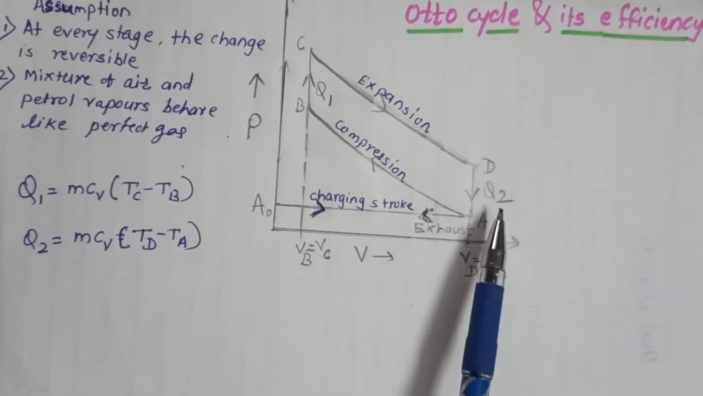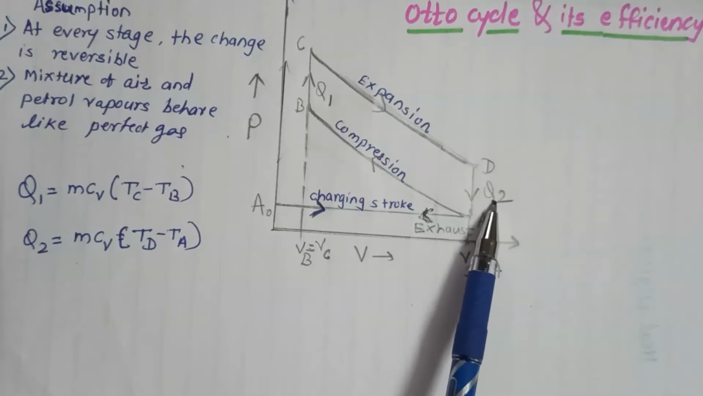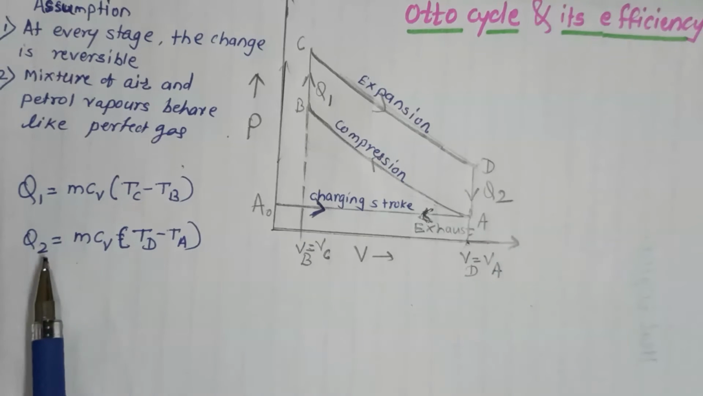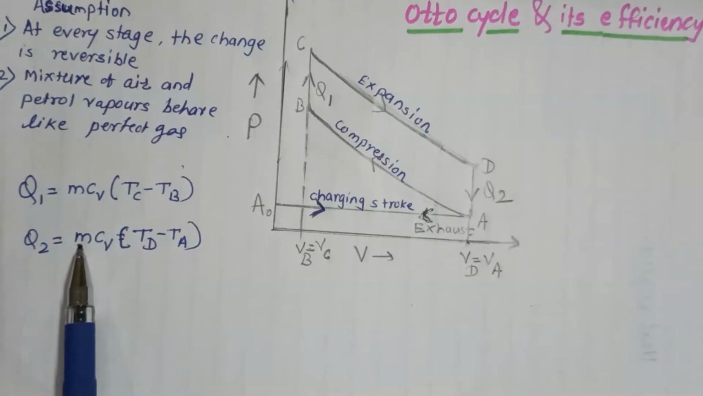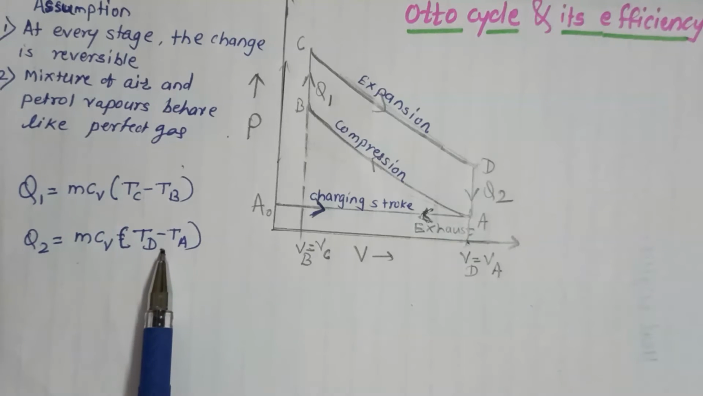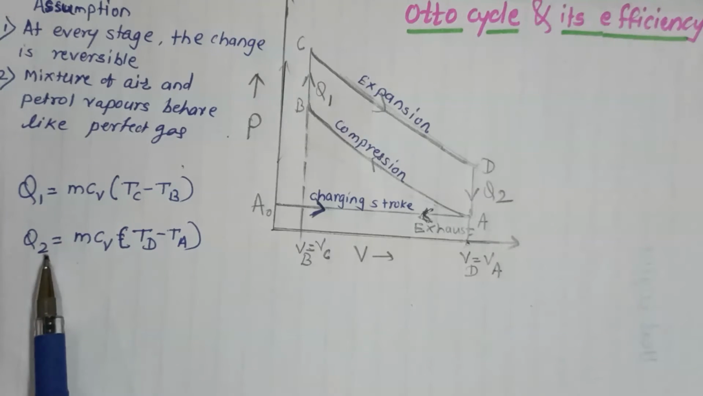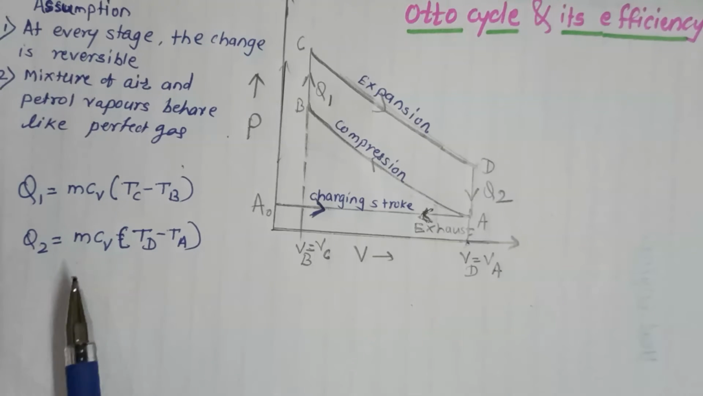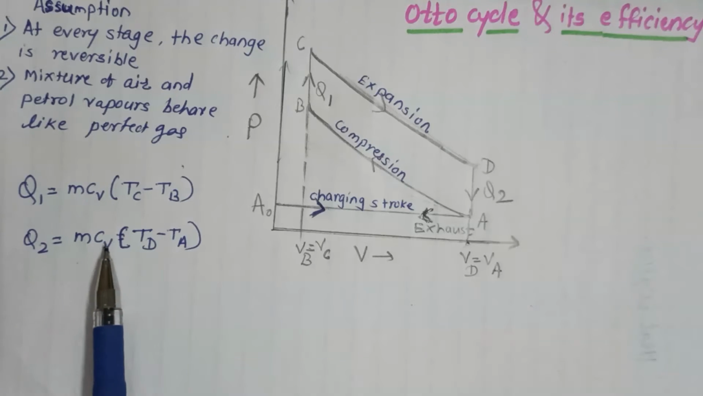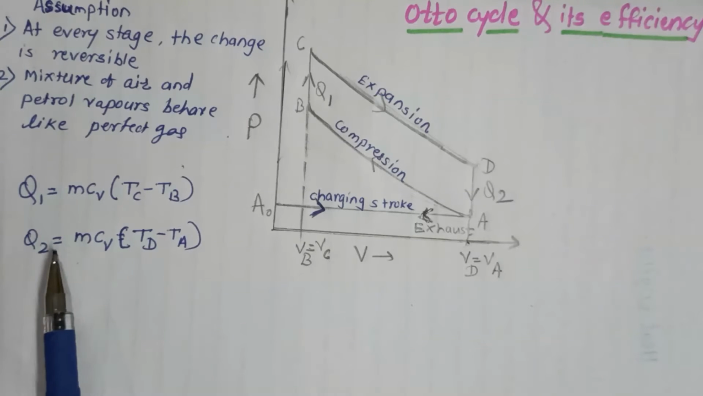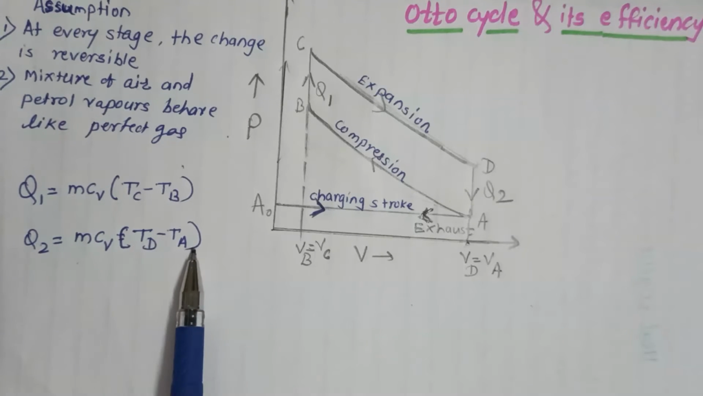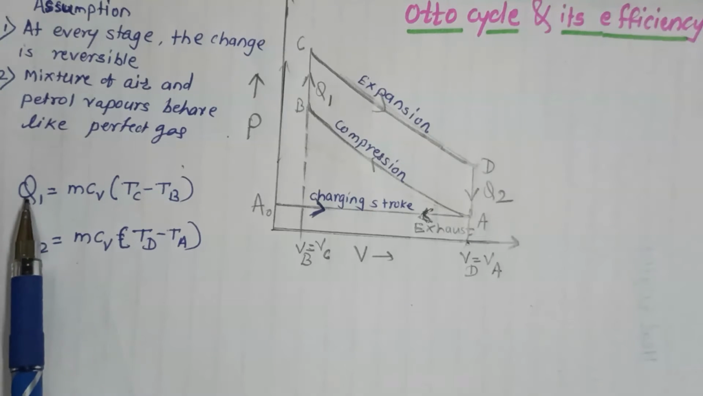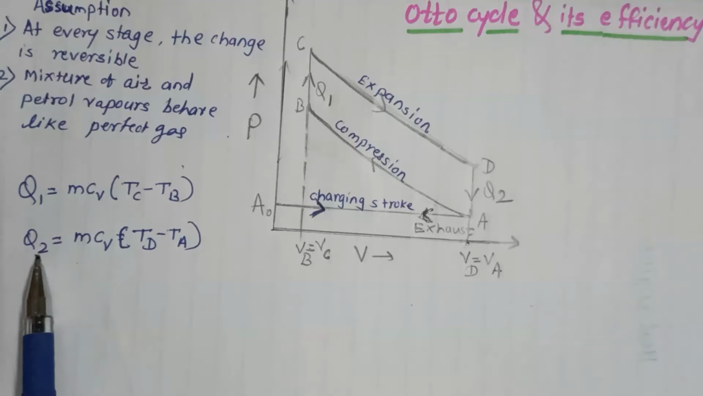Similarly, heat given out to the surrounding, that is Q2, is equal to mass into specific heat into rise in temperature. Along DA, volume is constant, so that specific heat is Cv. Cv is the specific heat at constant volume. Therefore, Q2 is equal to mCv (Td minus Ta). This is rise in temperature. This is the equation for Q1, equation for Q2.